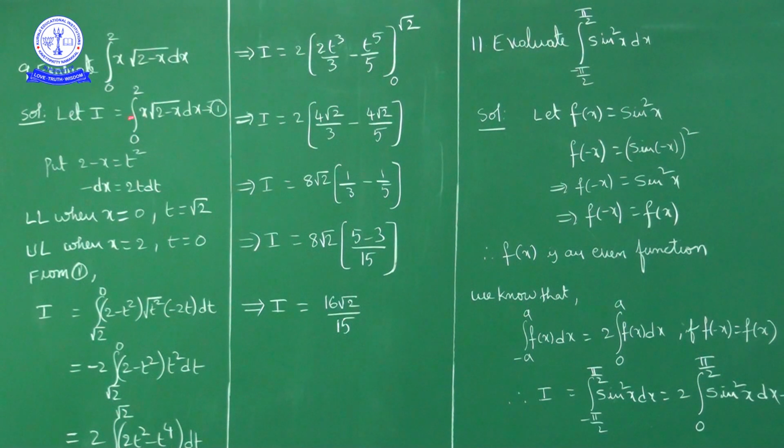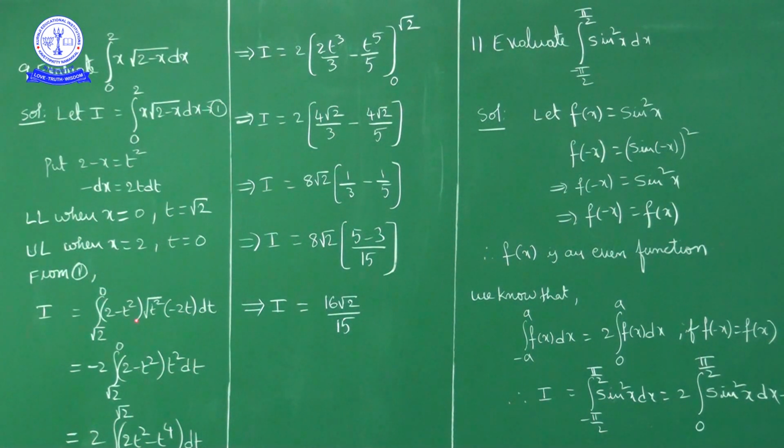Now from 1, I will mark this one as 1. What is 1? I is equal to the integral from 0 to 2 of x into square root of 2 minus x dx. Now from here, what is x? X is 2 minus t square. Now in 1, the integral's lower limit is root 2, upper limit is 0.